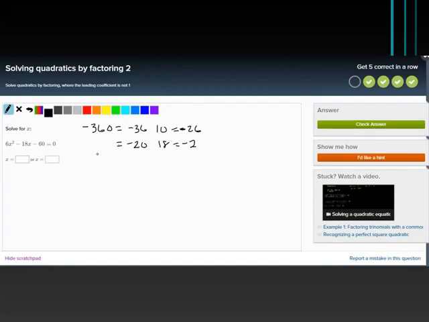Next one I'm going to try is negative 30 and 12, which when I multiply those do give me the negative 360. And in this case, it gives me the negative 18 that I wanted. So those are going to be my two numbers right there.